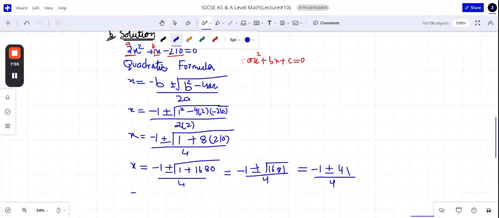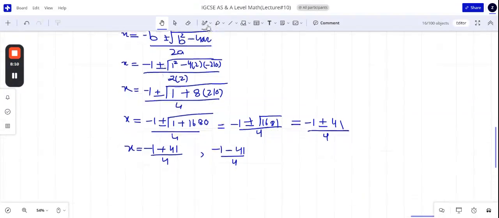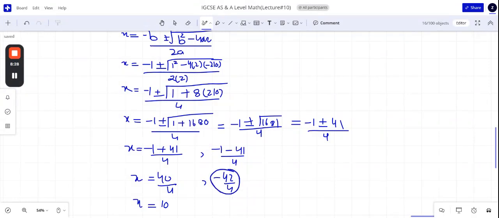Now we write separately with the minus and plus sign: minus 1 plus 41 divided by 4, and second, minus 1 minus 41 divided by 4. So x equals 40 divided by 4, and the second is minus 42 divided by 4. So x equals 10. The second solution, minus 42 by 4, is not valid because the length must be positive. So the only valid solution is x equals 10.